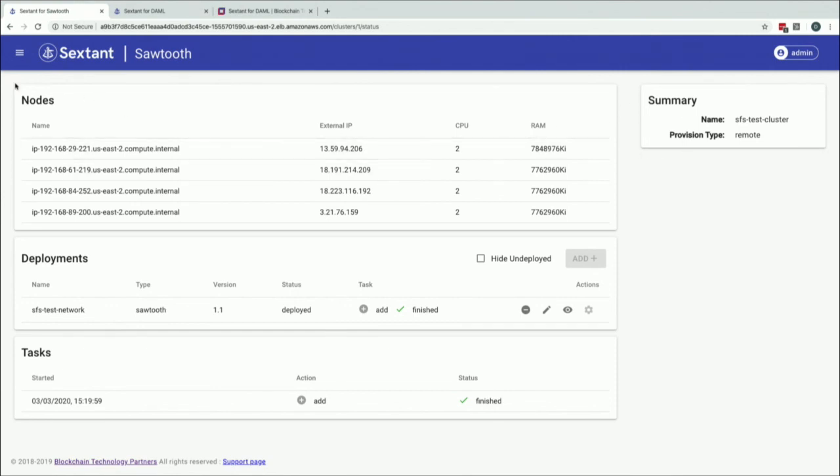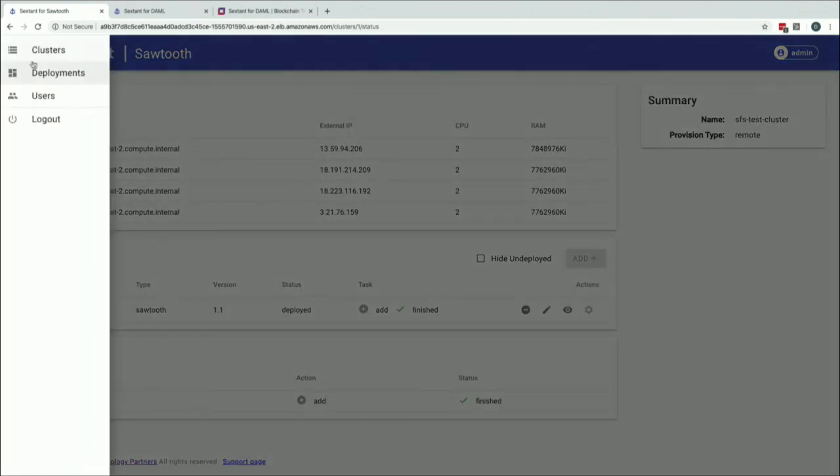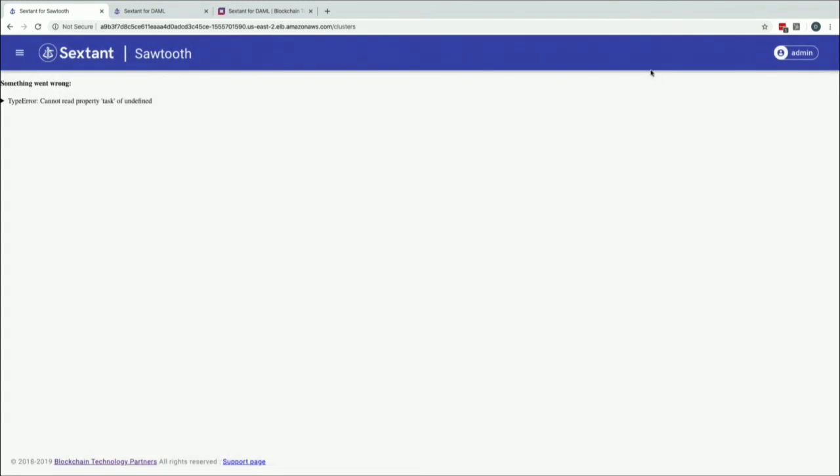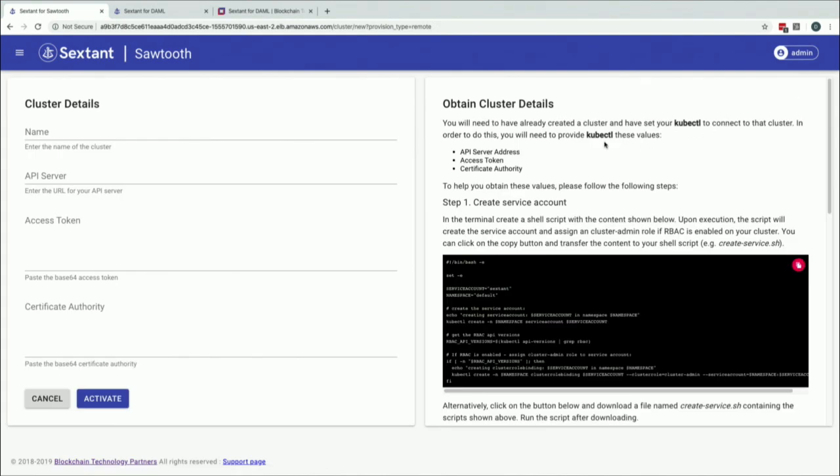I can do really useful but not terribly exciting activities, like I can add a new cluster. I won't do that now, but essentially we provide you with the help you need to import the details. So there's only 3 key things you need, 4 if you include the name of the cluster as it's understood by Sextant, but you've got to give it the API server, the access token, and the certificate authority. These are the things that you are giving us to allow us to then manipulate that cluster.